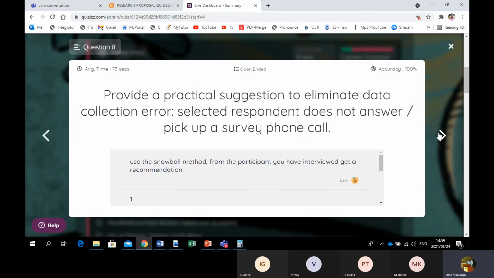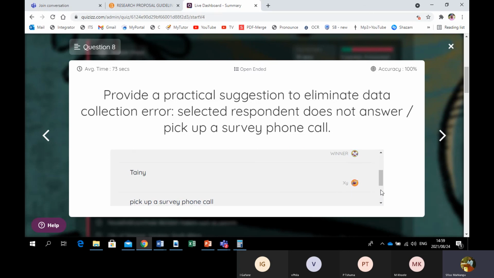100% accuracy. Okay, so this was about you providing a suggestion on how we can eliminate an error whereby respondents don't answer their call. For example, here, one of you suggested that we can use a snowball, and then they refer us to another person, providing us with a person. That was a good suggestion. I like that suggestion.